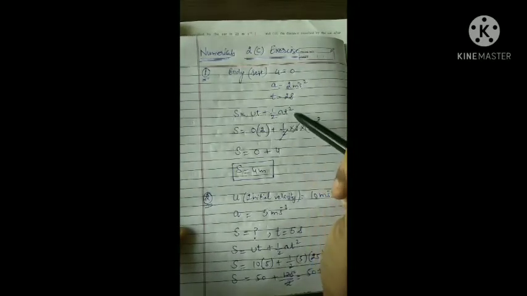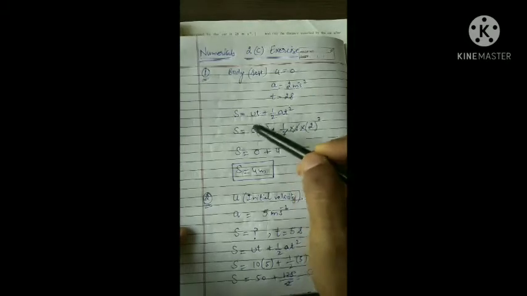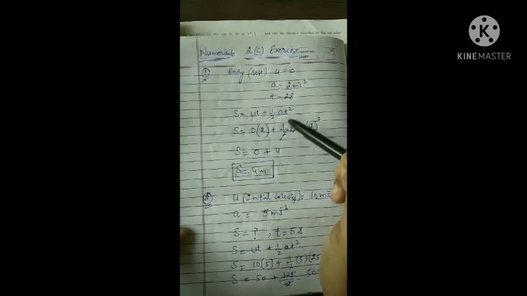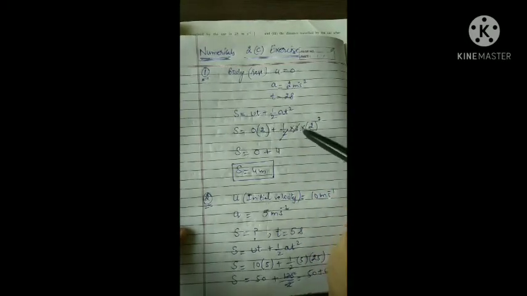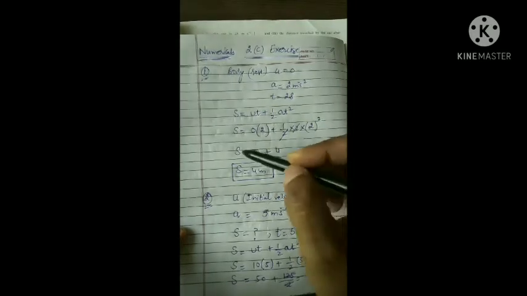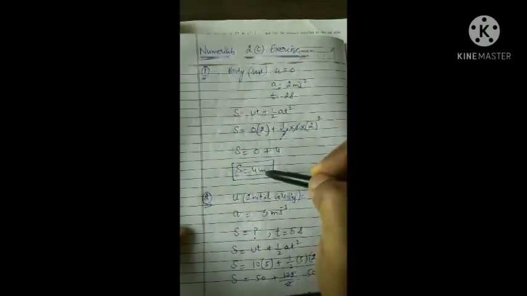So s is equal to ut plus half at square. s is equal to, this will become 0 plus half at square, substitute the value, 2 will cancel out, and s is equal to 4, that is 4 meter.